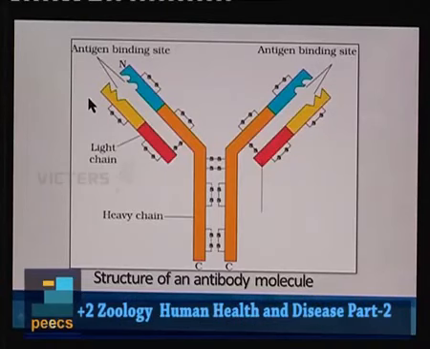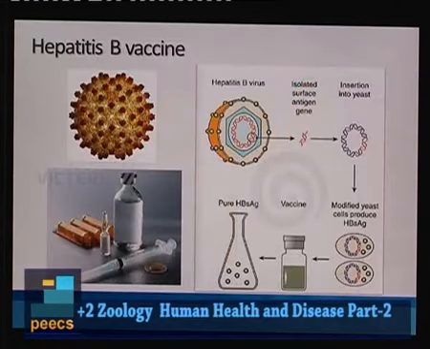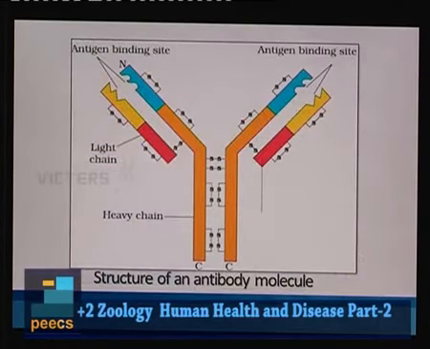What are antigenic determinants? Antigenic determinants are on the surface of antigen, and we can also call them epitopes. So, these epitopes or antigenic determinants actually bind with specific antibodies. Here you can see the region where the epitope is binding. Epitope will bind with the antigen binding site over here. So, antigen binding site is present on the variable region of the antibody molecule.